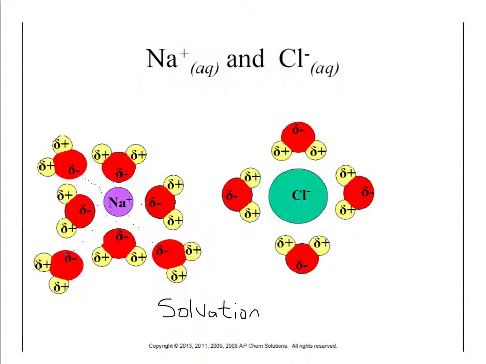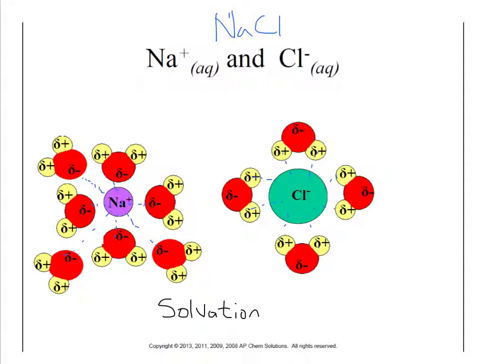Chloride, on the other hand, is going to be attracted to the delta positives on the hydrogen atoms. Once again, imagine those surrounding it three-dimensionally. As a result, water separates the Na from the Cl. Before it's put in water, it's NaCl, sodium bonded to chlorine. But once you put it in water, the water actually rips them apart.